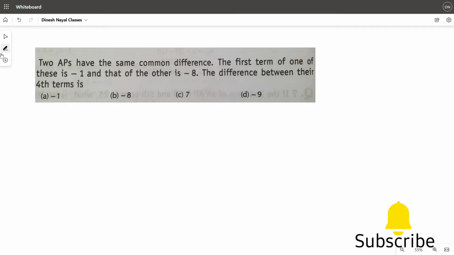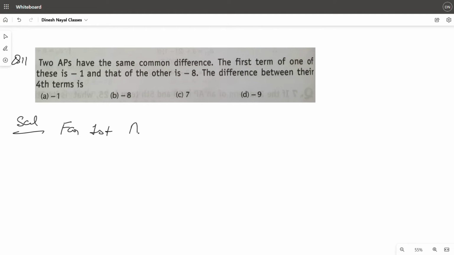Now question 11. In question 11, two APs have the same common difference. The first term of one of these is minus 1 and that of the other is minus 8. Now we have to find the difference of the fourth term. So see, the two APs are given. For the first AP we can take A1 and D1 as the first term and the common difference. And for the second AP, we can take A2 and D2 as the first term and the common difference.